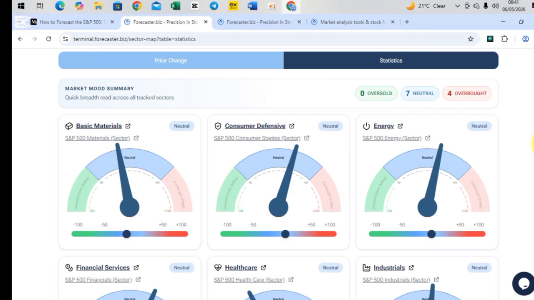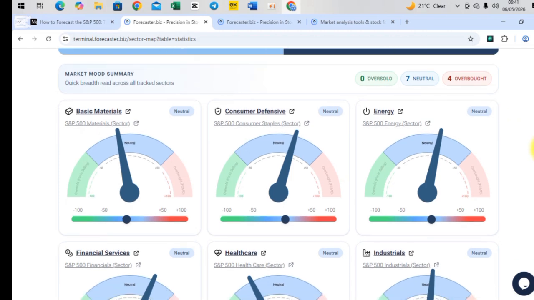Actually, this one is better than the CNN because it gives us a summary of everything. Okay, so it tells us that out of the 11 sectors, none of them is in oversold, but 4 of them are in overbought, which means when an asset is in the overbought region, what next? It's likely to sell. Okay, so you be on alert to look for sell opportunities.